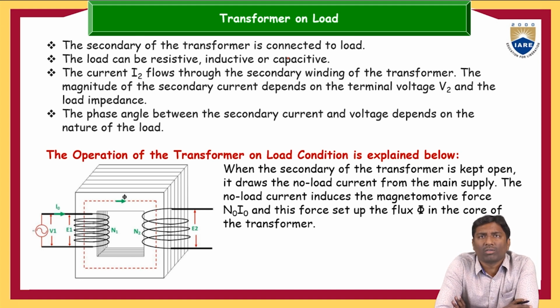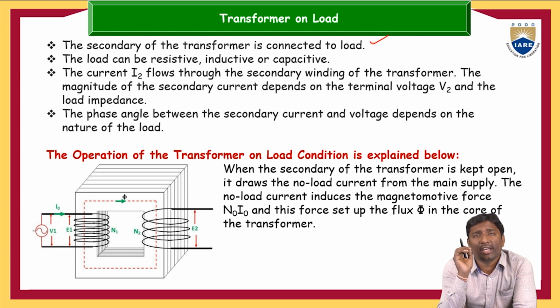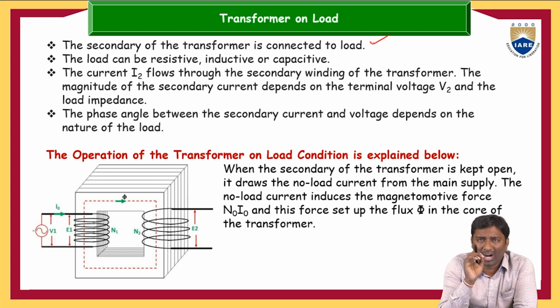Under load condition, the secondary of the transformer is connected to the load. The load nature should be either resistive, inductive, capacitive, or a combination. Then the current I2 flows through the secondary winding of the transformer. The magnitude of the secondary current depends on the terminal voltage V2 as well as the nature of the load. The phase angle between the secondary current and the voltage depends on the nature of the load. So, the operation of the transformer under load condition we'll discuss now.